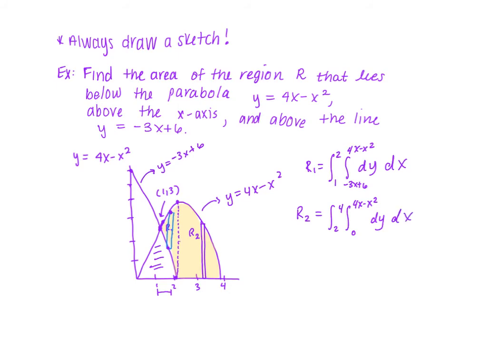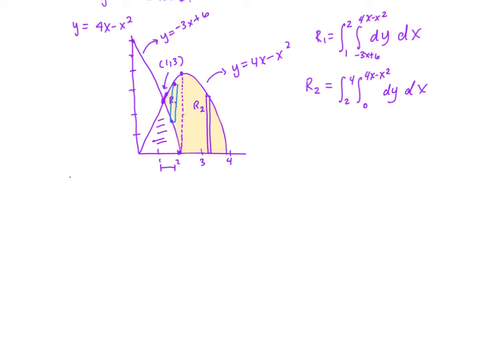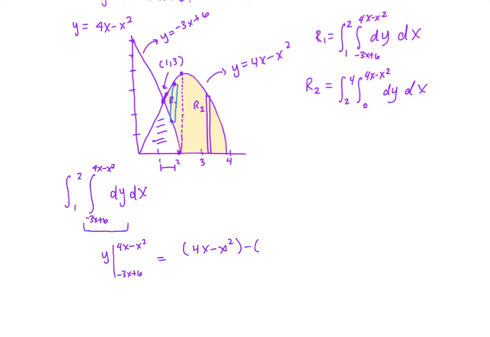And so you're going to evaluate these two integrals separately and then add them. So let's evaluate these integrals. For region 1, I've got from 1 to 2 and from negative 3x plus 6 to 4x minus x squared, dy dx. So the inside integral becomes y from negative 3x plus 6 to 4x minus x squared, which gives me 4x minus x squared minus negative 3x plus 6.